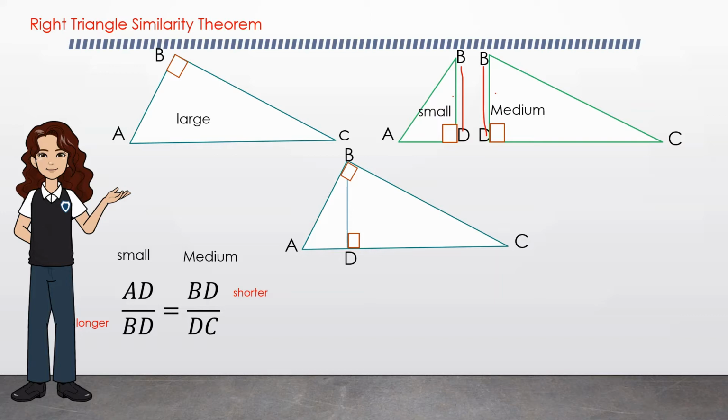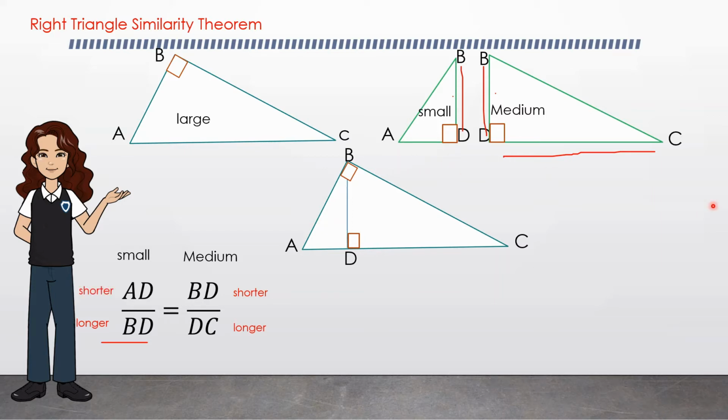And we need to find the corresponding longer leg. So, the longer leg of BD of the small triangle. So, which is the longer leg of the medium? So, this is the longer leg, the segment DC. And the corresponding shorter leg in a small triangle is AD. So, this is the small triangle, shorter leg is AD.